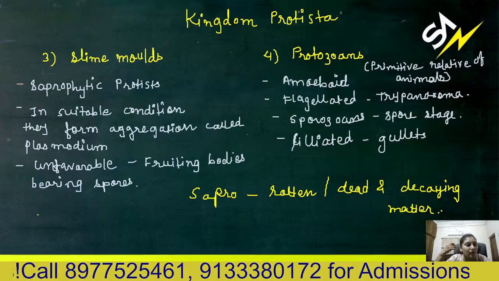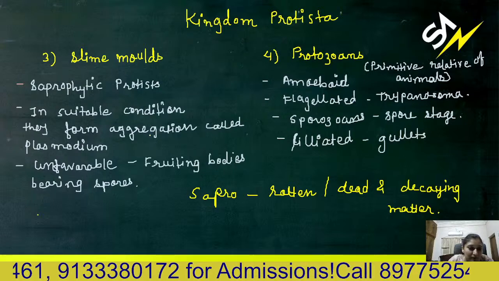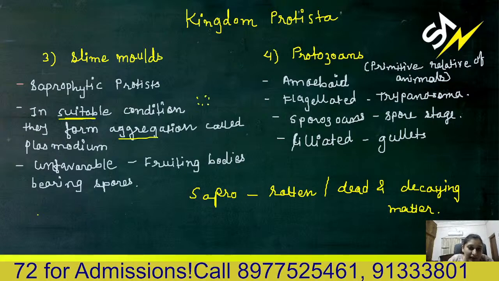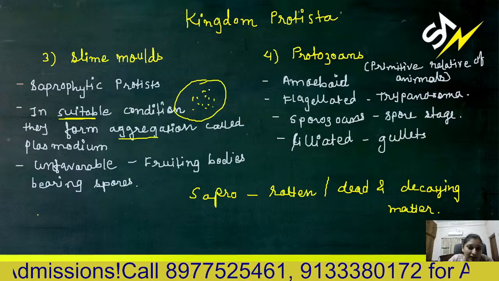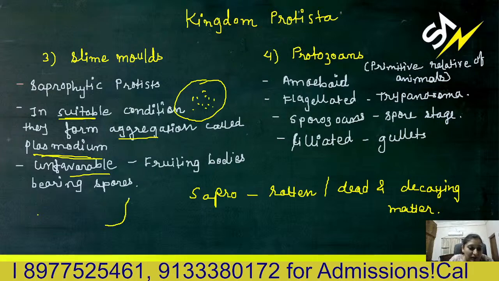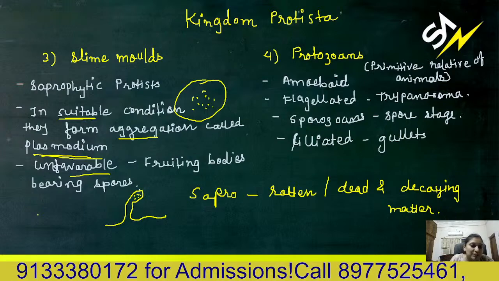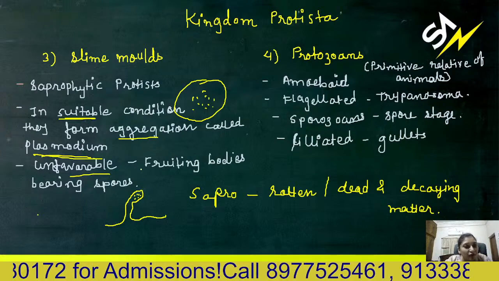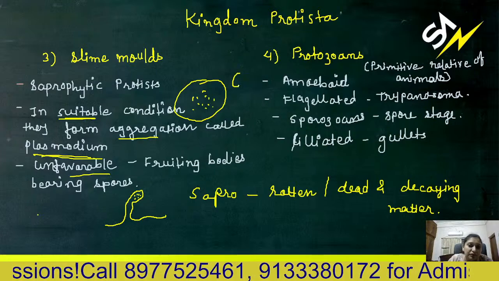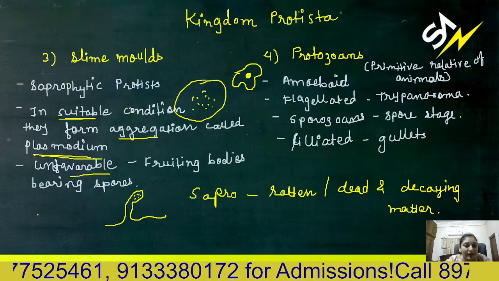Why are they protists? Because mostly they are unicellular. In suitable conditions they form an aggregation of the cells. Remember, only in suitable conditions they form aggregation. The aggregation of cells together is known as a plasmodium. In unfavorable conditions they form a fruiting body, which bears spores, because spores can survive for a longer period of time.